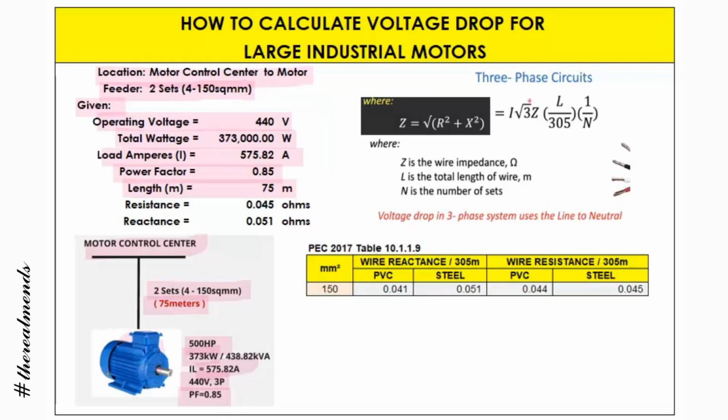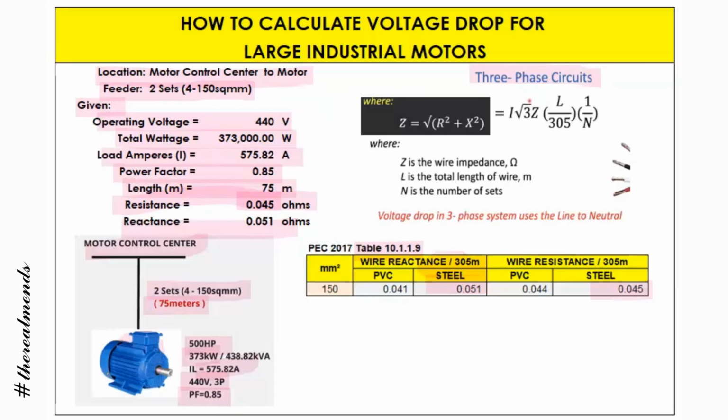And then to get for the resistance, we have a table coming from PEC 10.1.1.9. If used steel, that is 0.045. Okay, that value is coming from here. For the reactance, that is 0.051 ohms. And then yung reactance natin is per 305 meters. Okay, so after that, we have a formula pag 3-phase circuits.